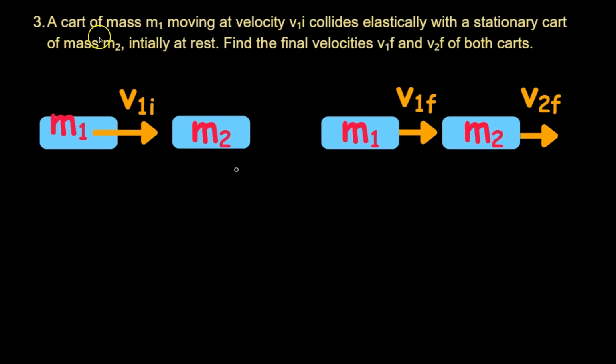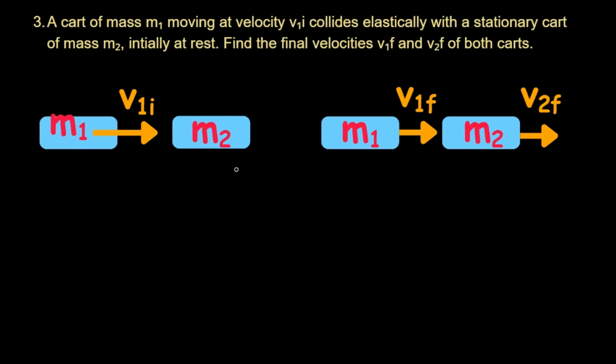Question 3. A cart of mass m1 moving at velocity v1 initial collides elastically with a stationary cart of mass m2 initially at rest. Find the final velocities v1f and v2f of both carts. In an elastic collision, both momentum and kinetic energy are conserved.